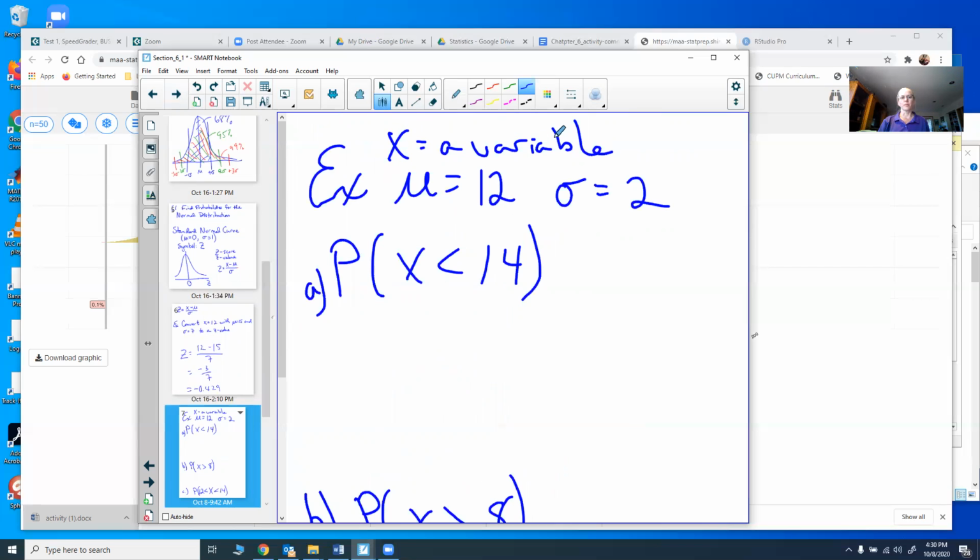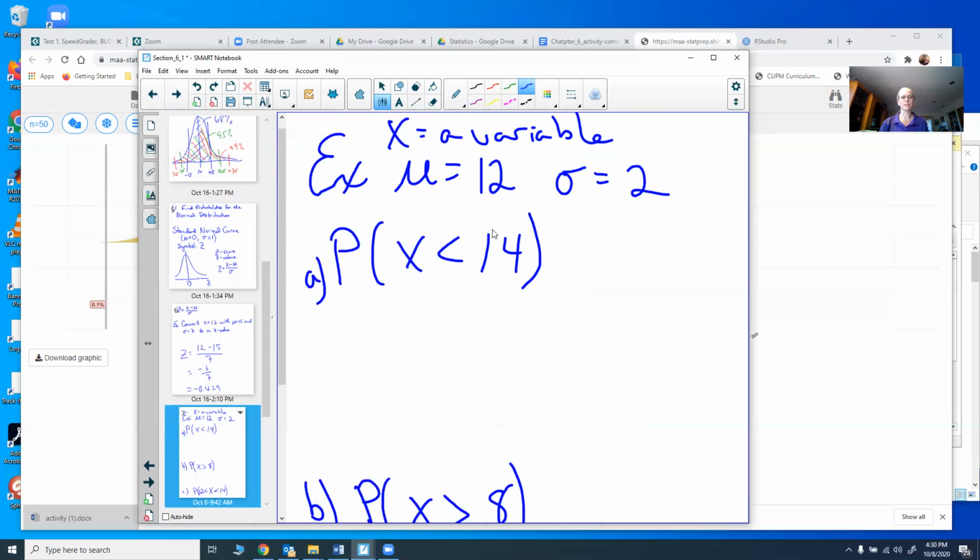So x is some variable, whatever that variable happens to be. Let's say it has a mean of 12 and a standard deviation of 2. I'd like to find the probability of being less than, let's say, 14. It helps you to draw a picture sometimes, just kind of see what's going on. So again, I'm going to draw my normal curve. My center is 12.